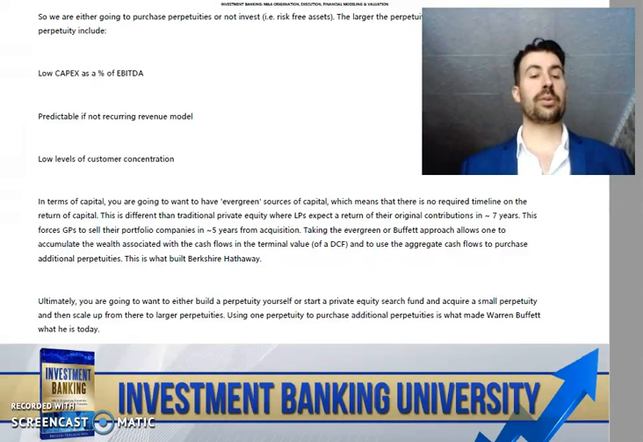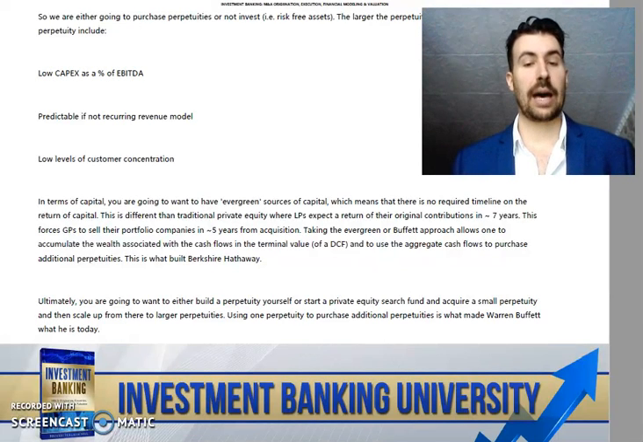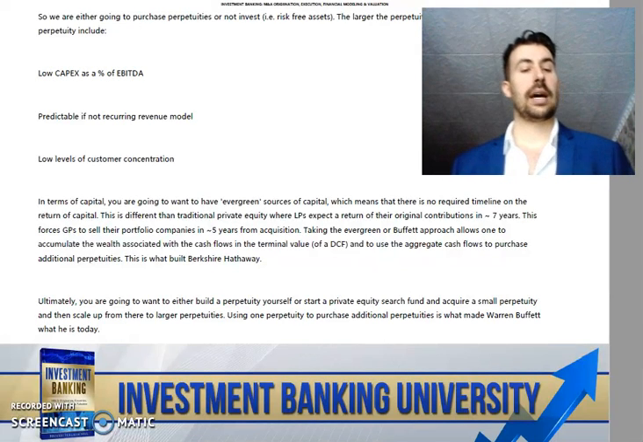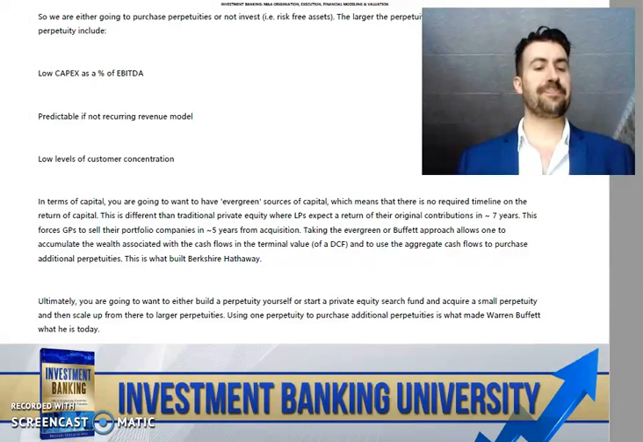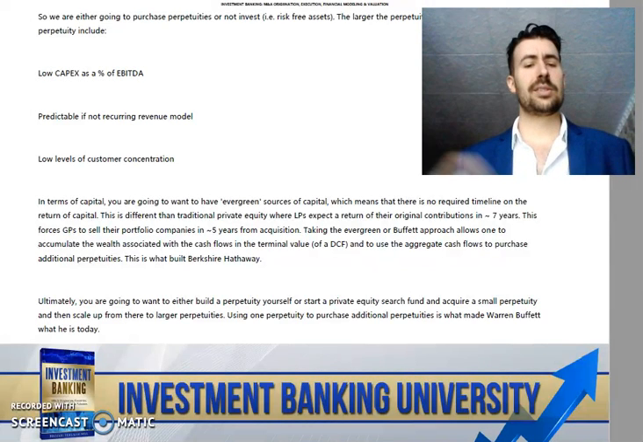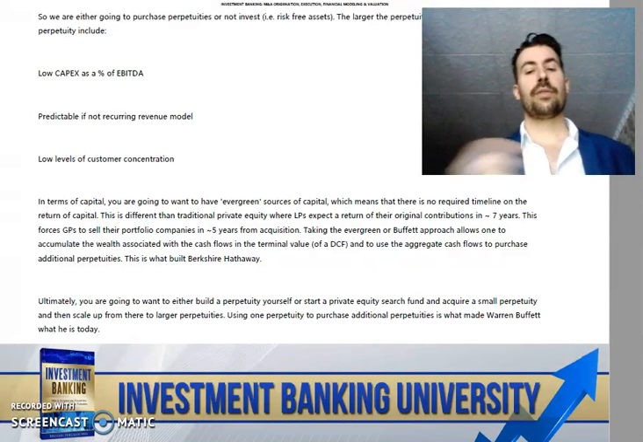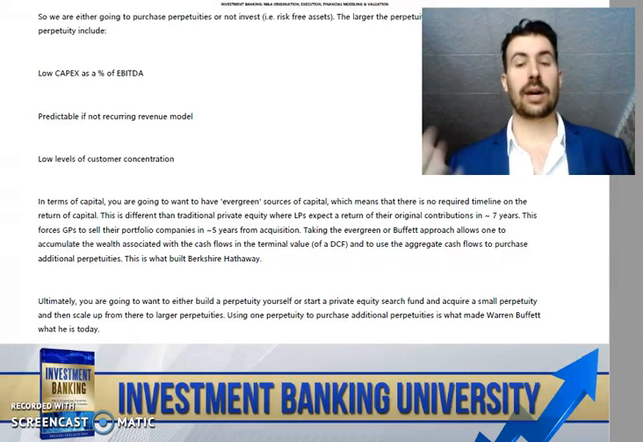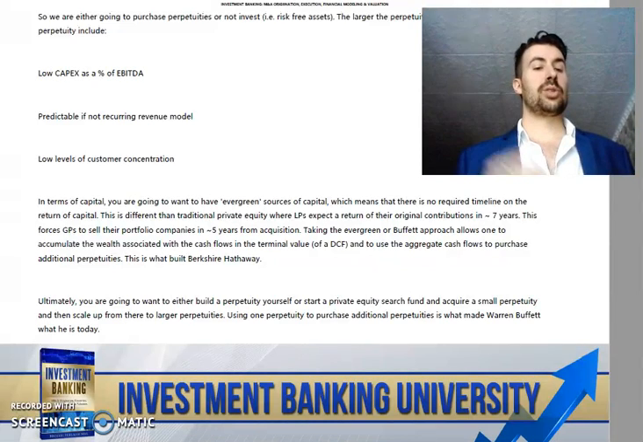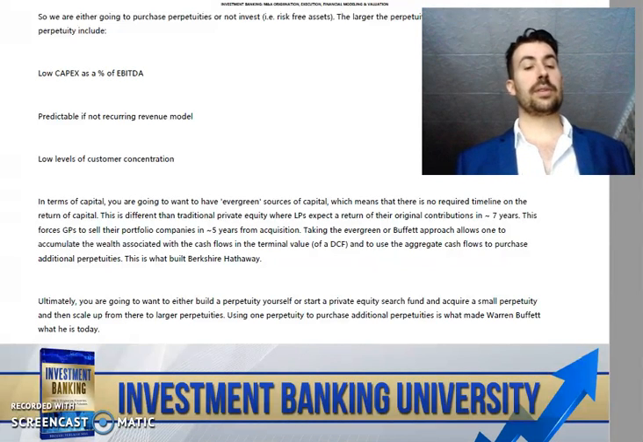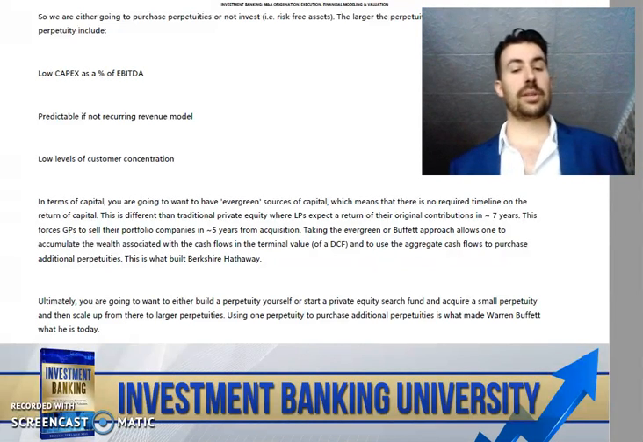In terms of capital, you're going to want to have an evergreen source of capital, which means that there is no required timeline of the return of capital. This is different than traditional private equity where LPs expect a return of their original contributions in approximately 7 years. This forces GPs to sell their portfolio companies in approximately 5 years from acquisition.